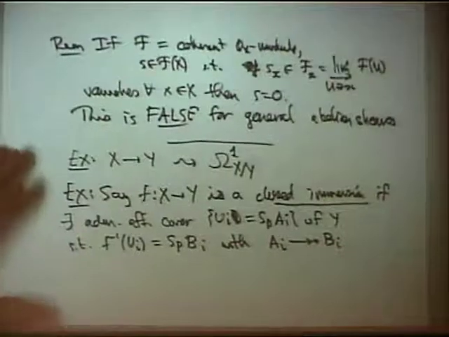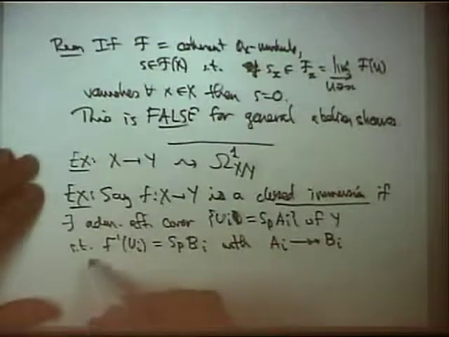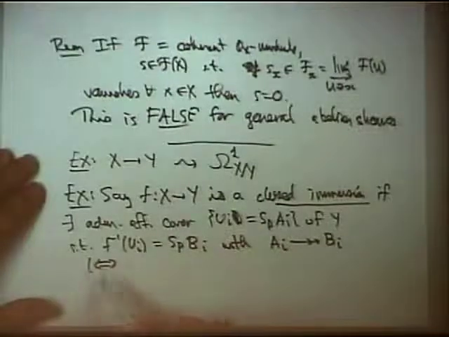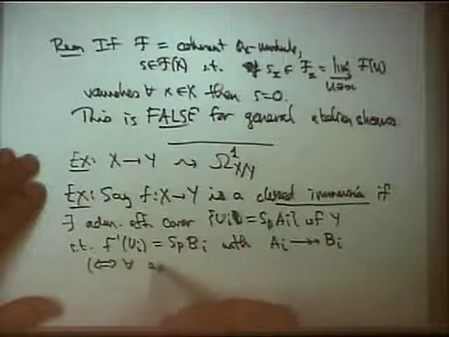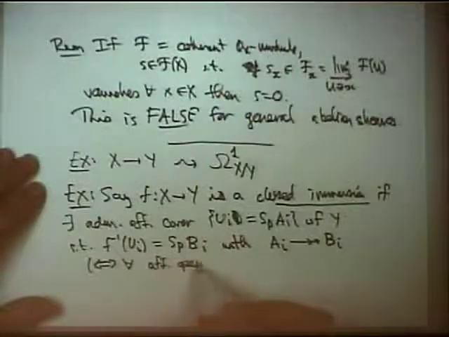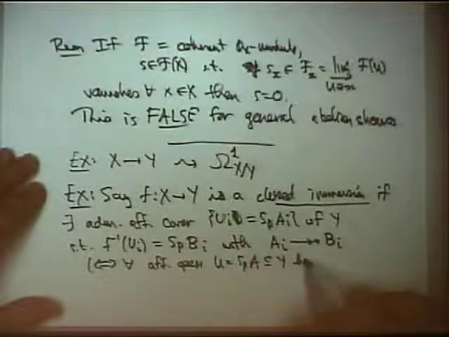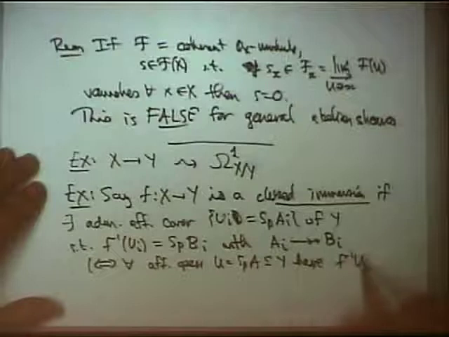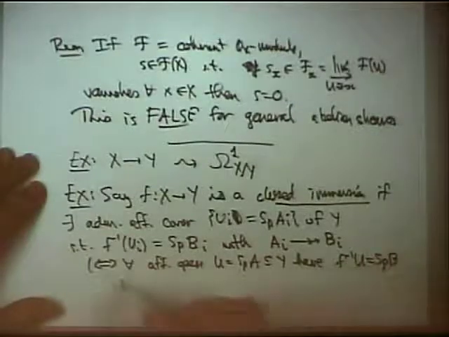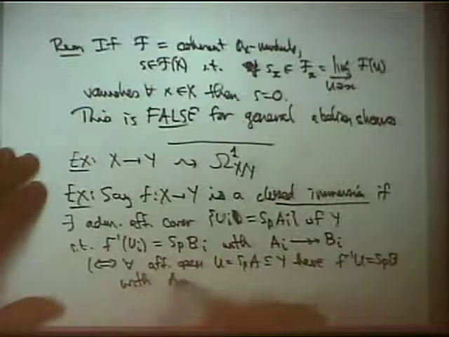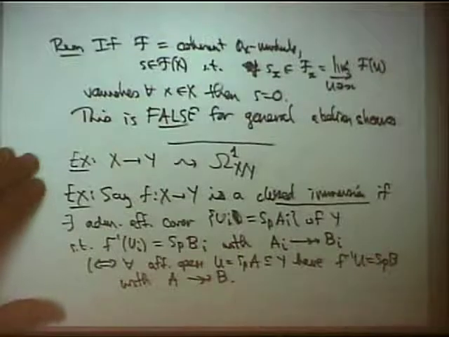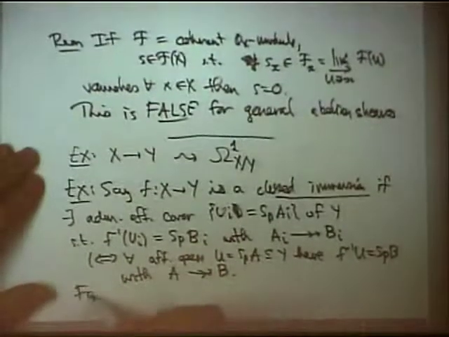Okay? So that's one way of making the definition, and then by using the theory of coherent sheaves, you can actually show it's equivalent to saying: for all affinoid opens, and whenever I say affinoid open, I mean admissible affinoid open, U equals the space of A in Y, we have that the preimage of U is again affinoid, where the map on coordinate rings is a surjection.